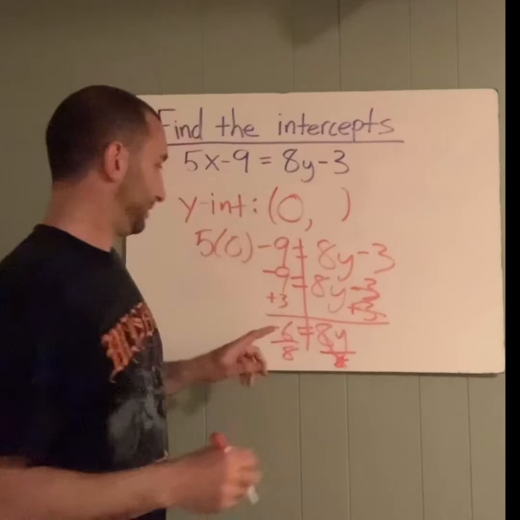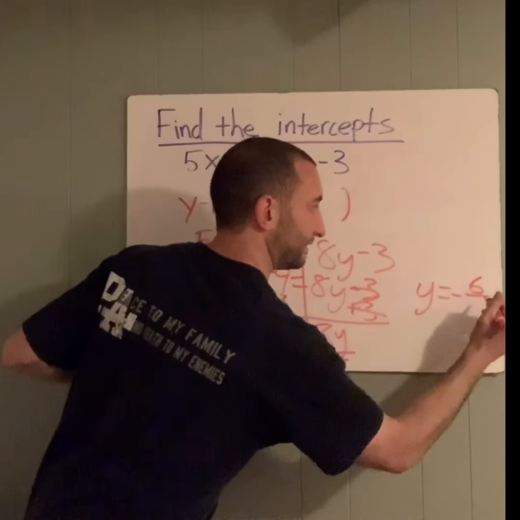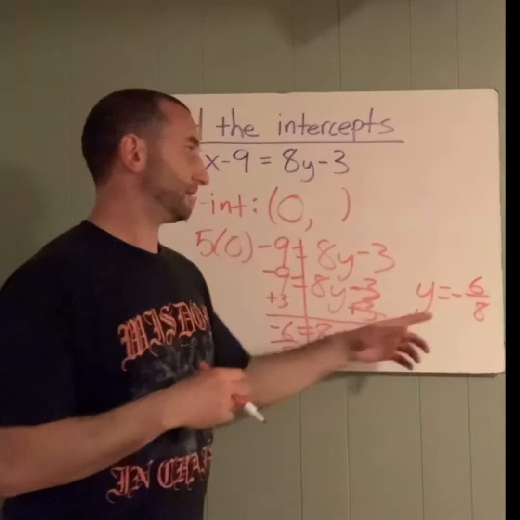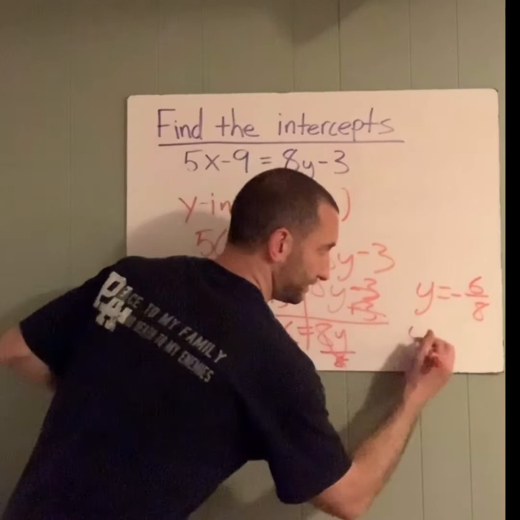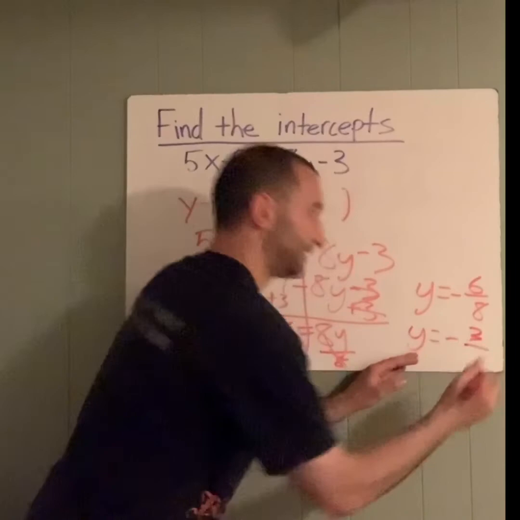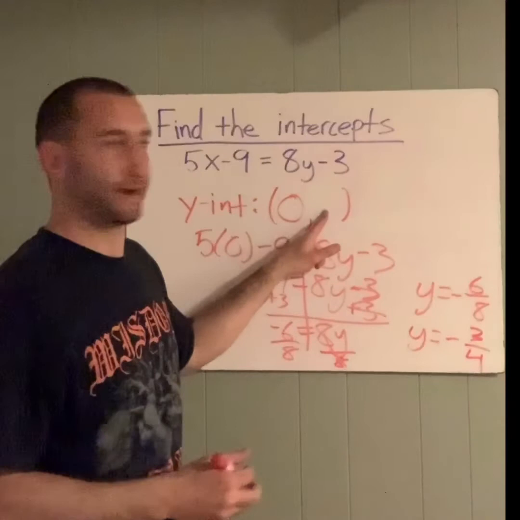We have y equals negative 6 over 8, which I'm going to reduce. What can go into both 6 and 8? 2 is a factor of both 6 and 8, so we can divide that out. We have negative 6 divided by 2 is 3. 8 divided by 2 is 4. So that would be the ordered pair. 0 is our x coordinate. Negative 3 over 4 would be our y coordinate.